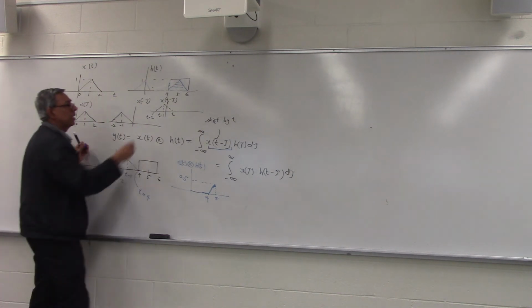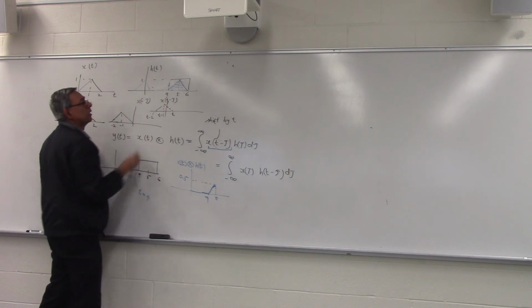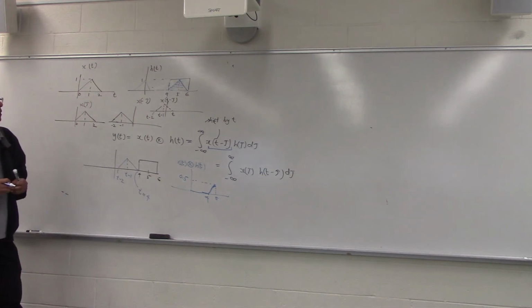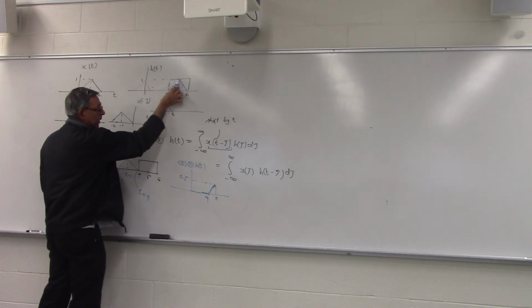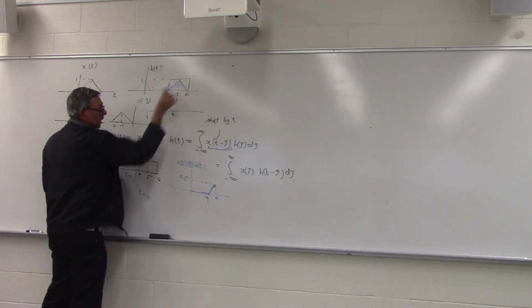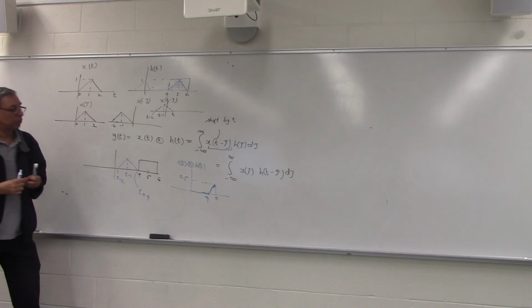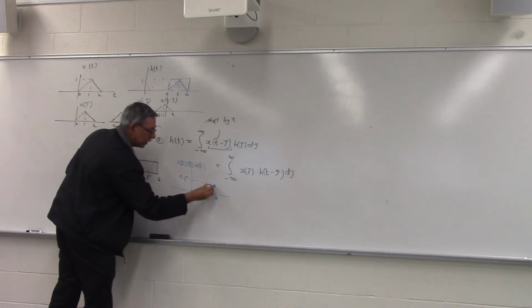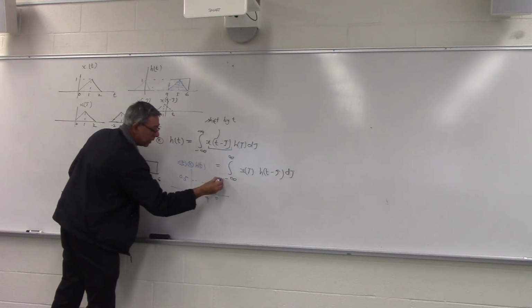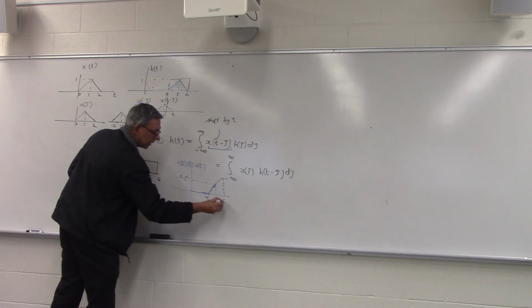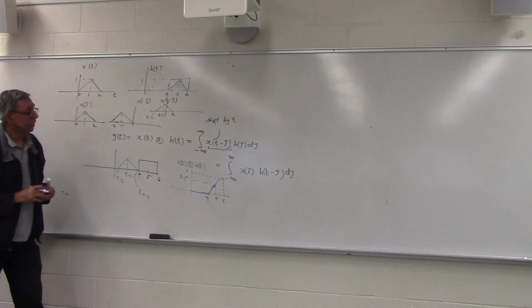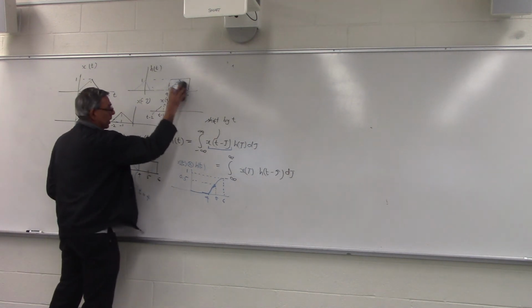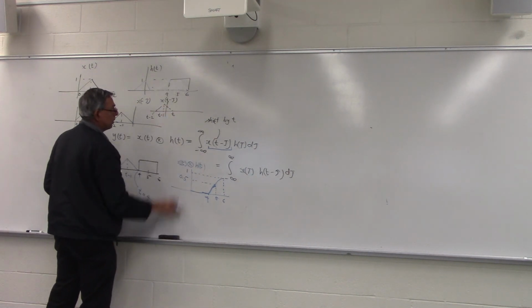And what will be the area? 1. See, this half is 0.5, this half is another 0.5. So it will be 1. So basically, at 6 it will reach the maximum, which is 1. Now if we keep sliding it further, it will start to decrease.